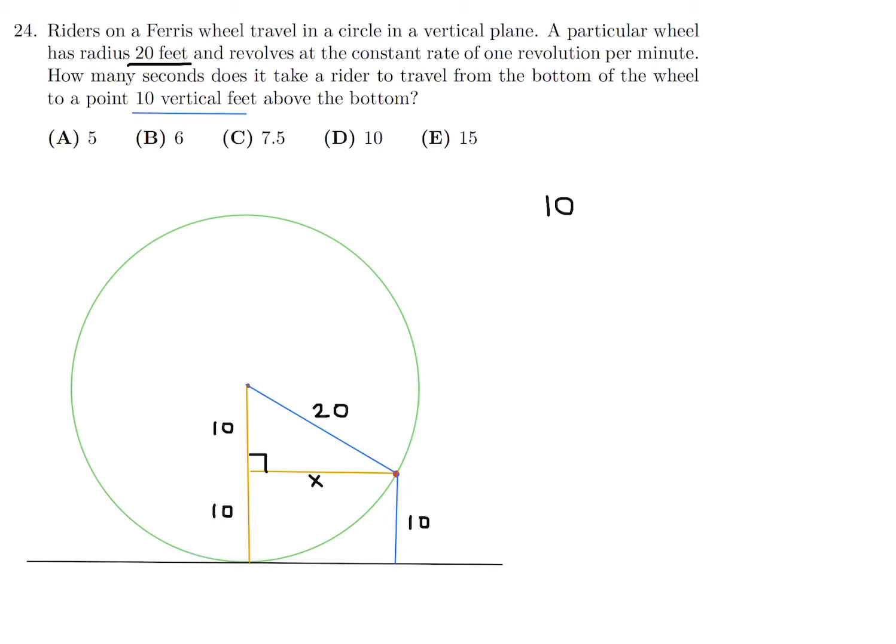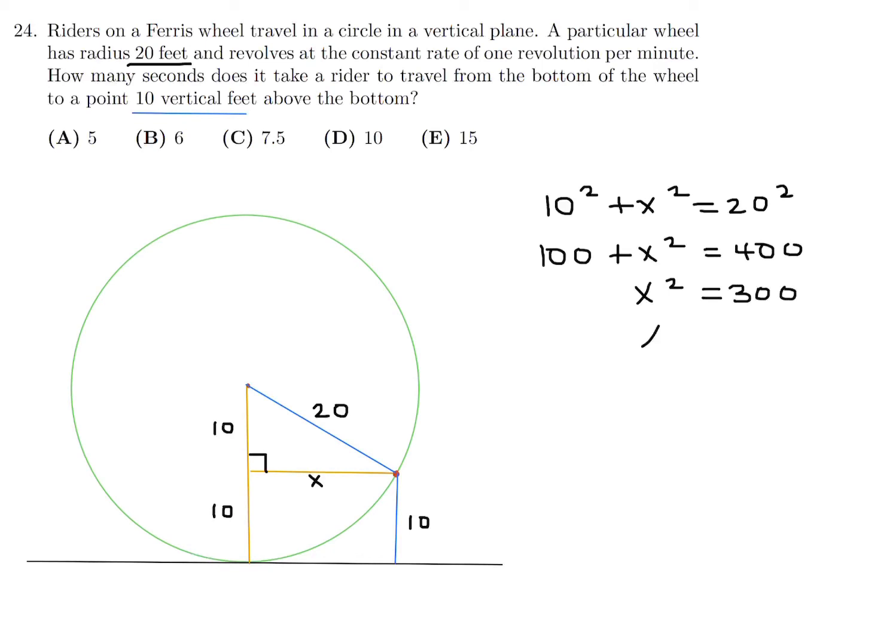So we have 10 squared plus x squared is equal to 20 squared. So this is 100 plus x squared is equal to 400, and therefore x squared is equal to 300, and therefore x is equal to the root of 300, which looks like 100 times 3 under the square root sign, so this becomes 10 root 3. So x is equal to 10 root 3.